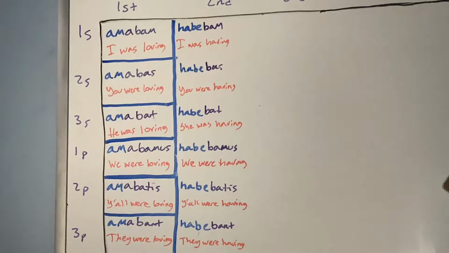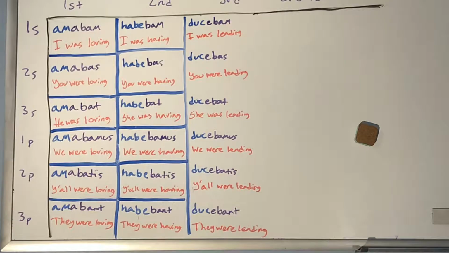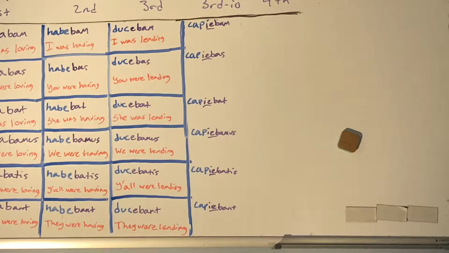Moving into third conjugation, this one actually looks kind of regular. Here you do have your E that you had in your infinitive. Duco's infinitive is ducere. And you have ducere, you've chopped off that RE, so it's just left you with duce. And you just add your imperfect endings to that. Ducebom, ducebas, ducebat, ducebamus, ducebatus, ducebant. These are translated as I was leading, you were leading, she was leading, we were leading, y'all were leading, they were leading.